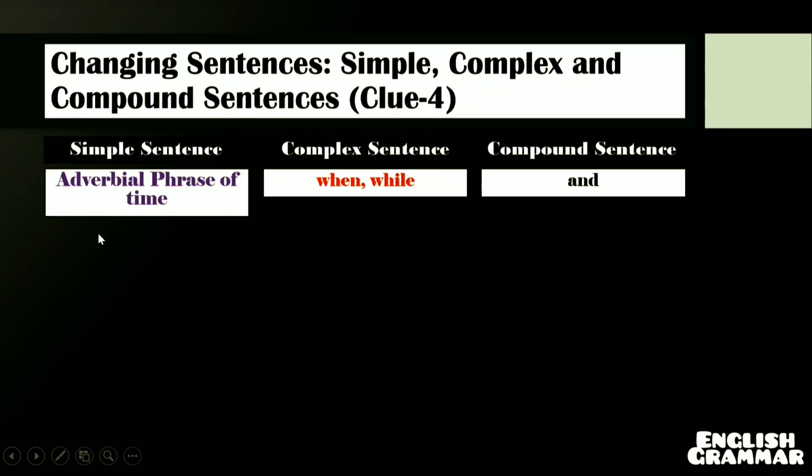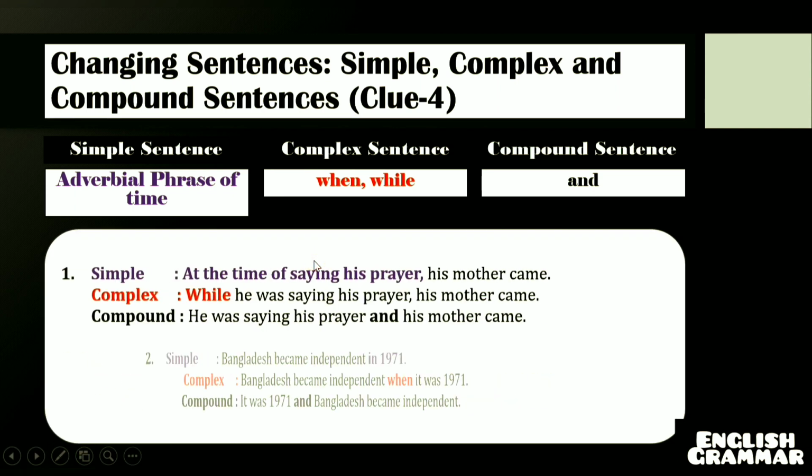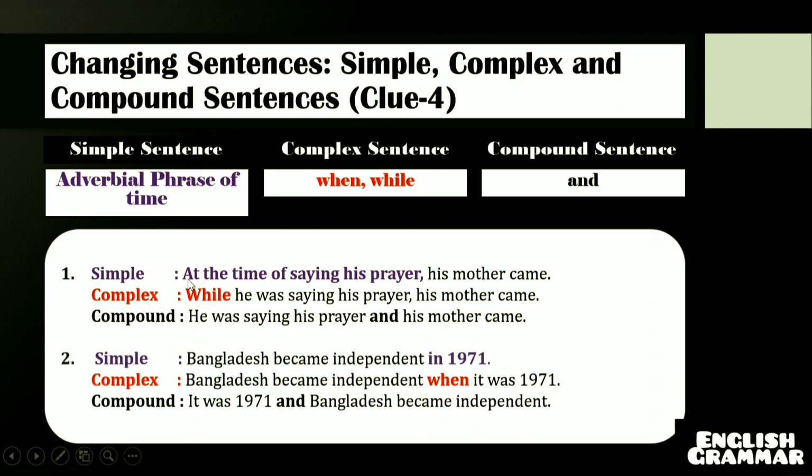In our daily life conversation, we use so many simple sentences where we mention time. And if you want to make them into a complex sentence, we need to use "when" or "while." And at the time of transformation into a compound sentence, we need to use "and." Here I have shown some examples. At the time of saying his prayer, his mother came.